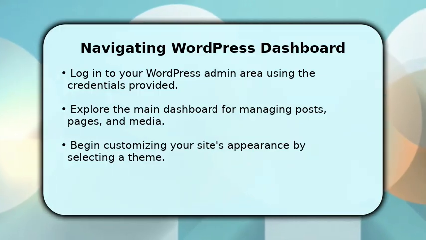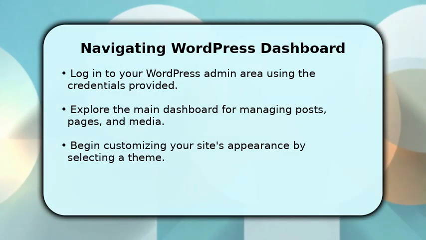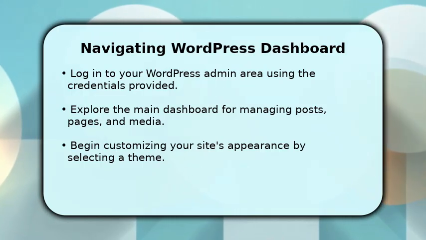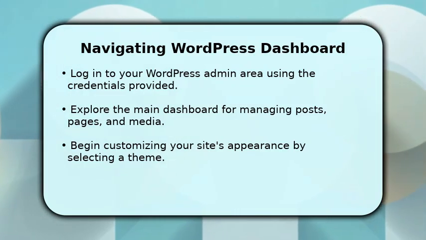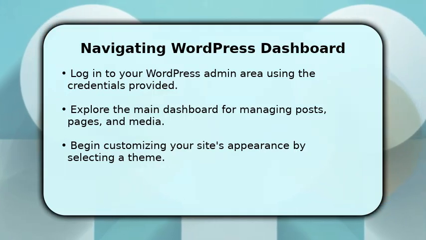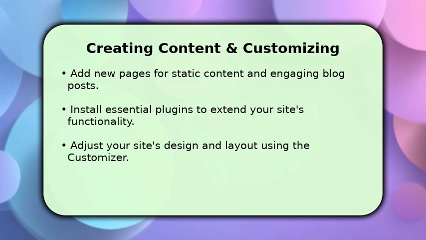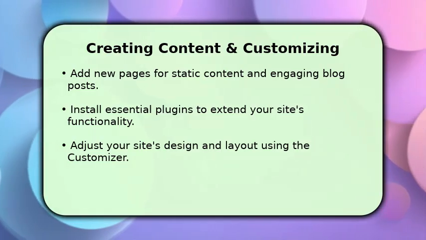One of the first things you will want to do is choose a theme. WordPress offers thousands of free and premium themes to give your site a professional look and feel, often with just a few clicks. With your theme in place, it is time to populate your site with content.